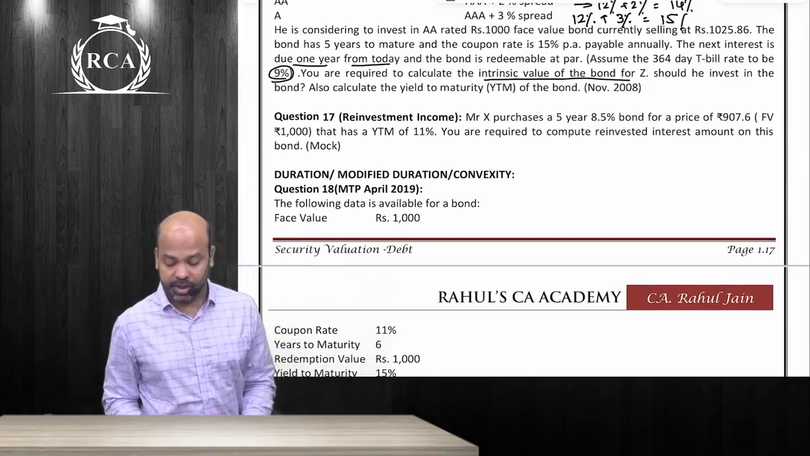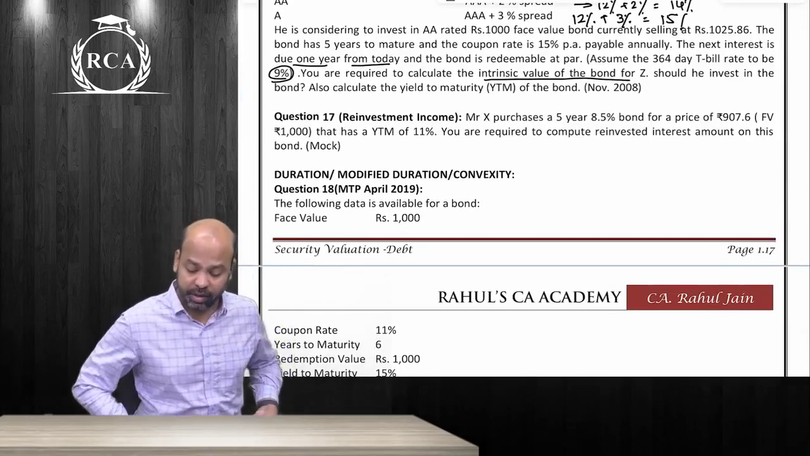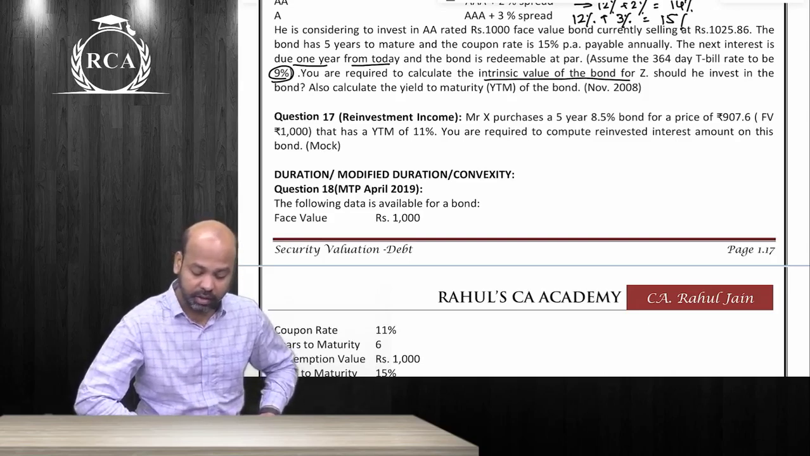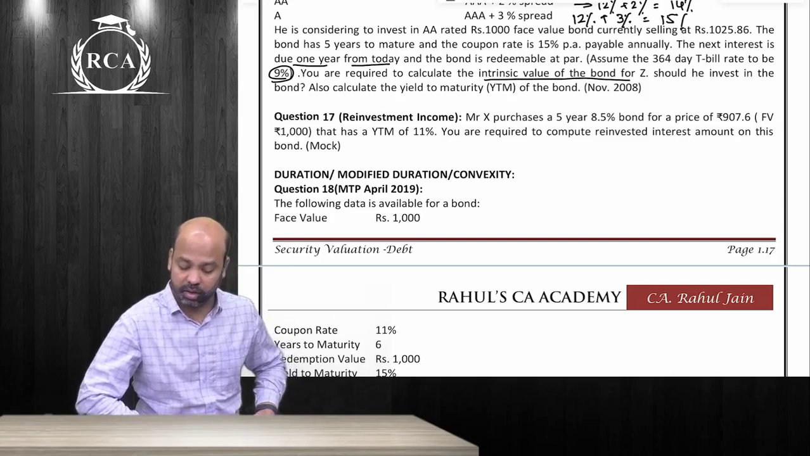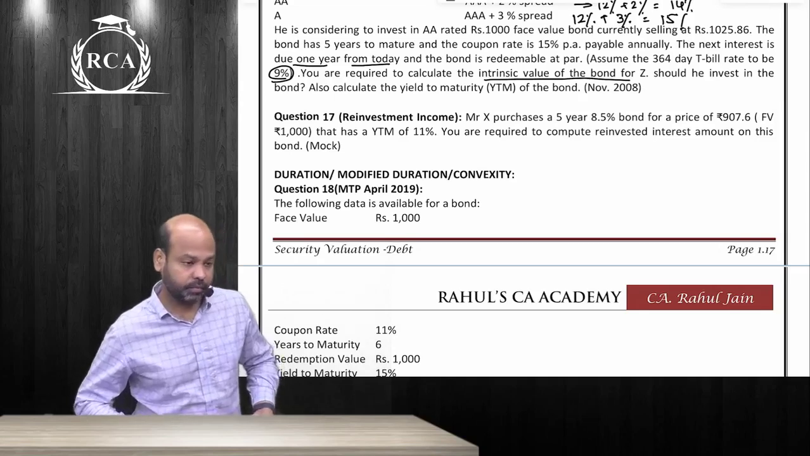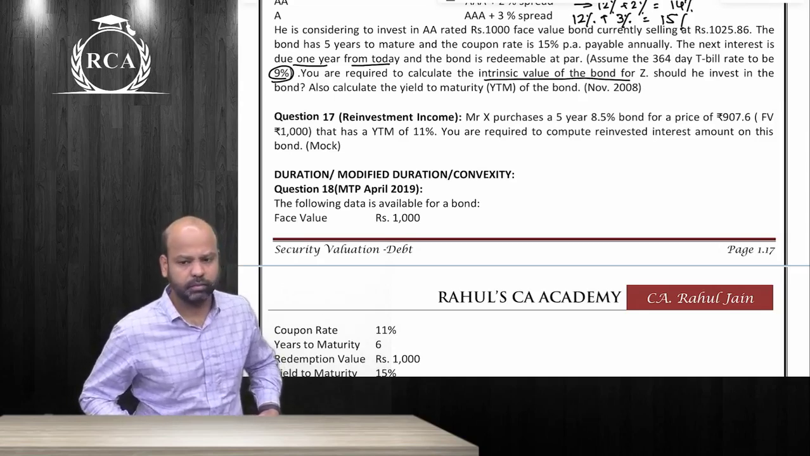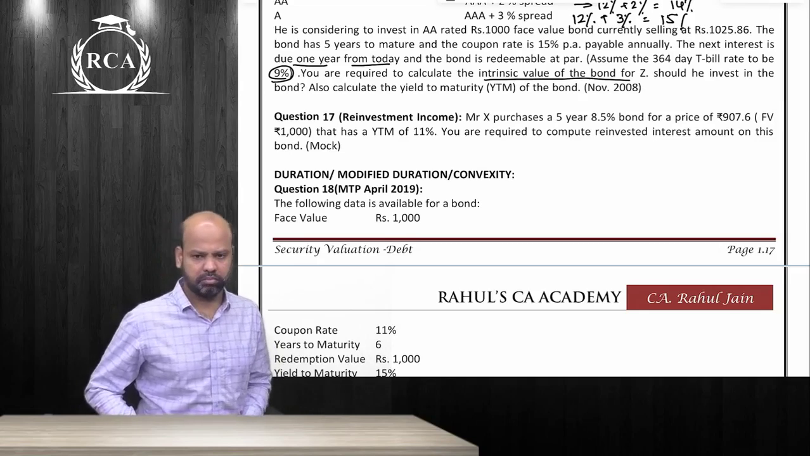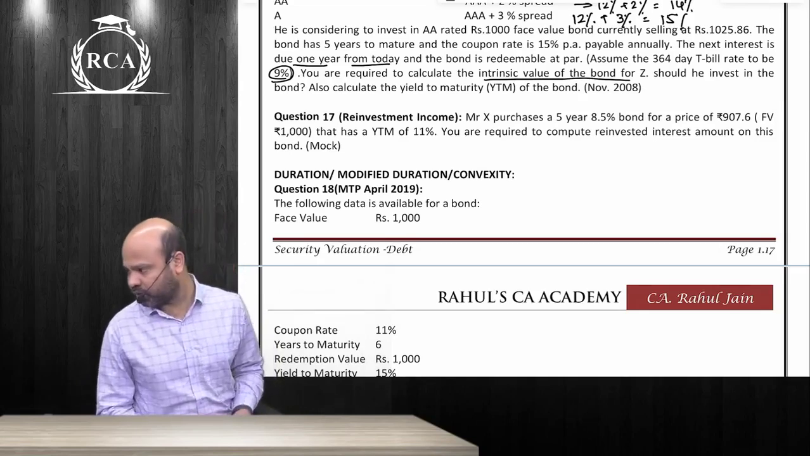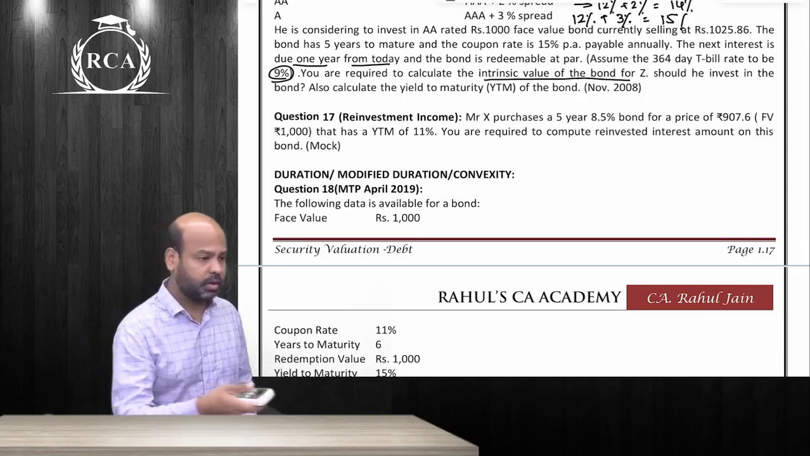Mr. X purchases a 5-year 8.5% bond for a price of 907.6 rupees, face value 1000, that has a YTM of 11%. You are required to compute the reinvested interest amount on this bond. I've explained all of these concepts already, guys. Think about it.